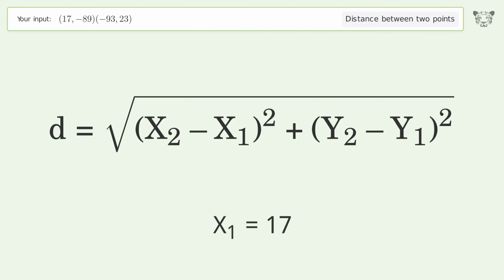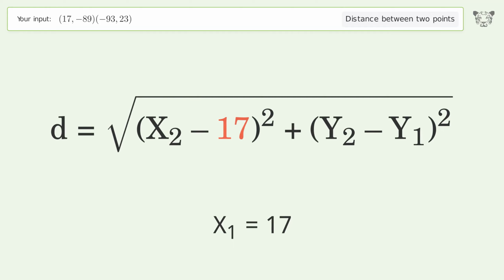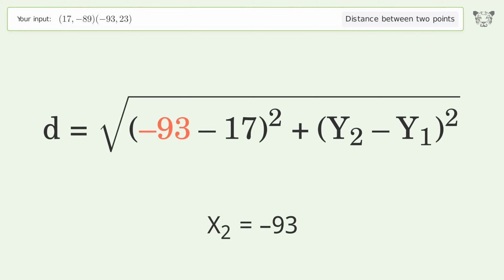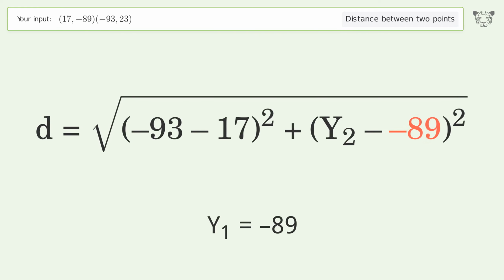x1 equals 17. x2 equals negative 93. y1 equals negative 89. y2 equals 23.